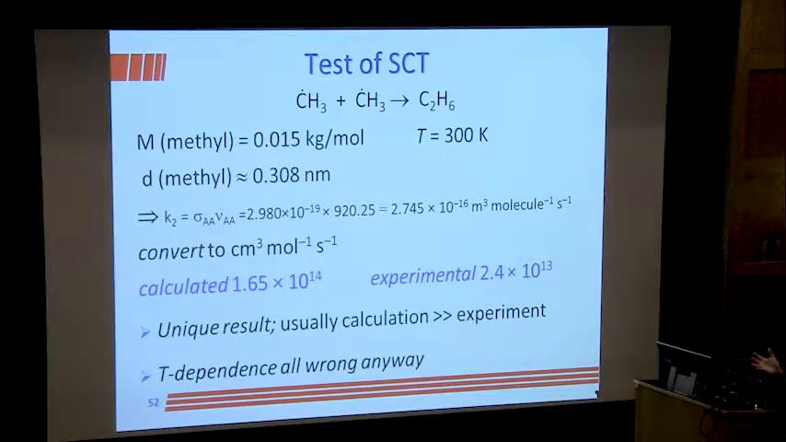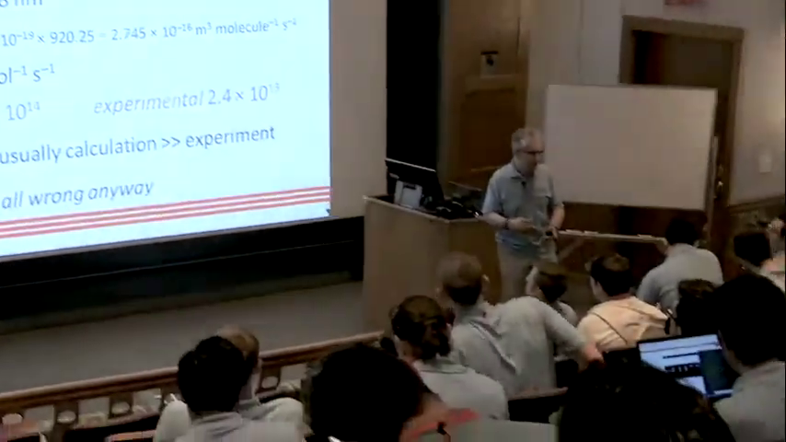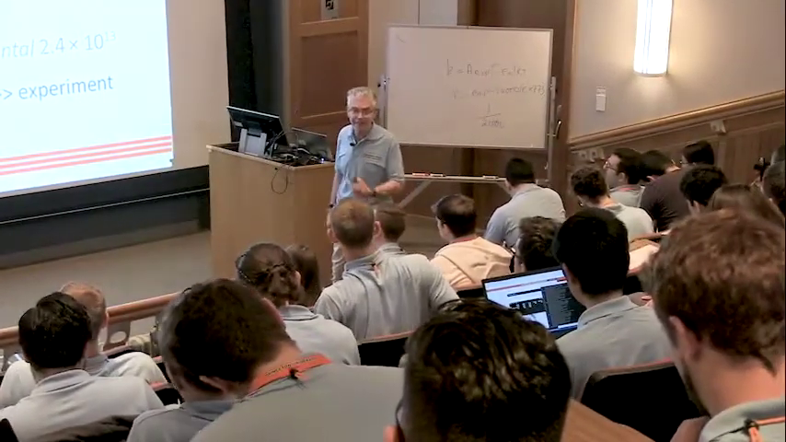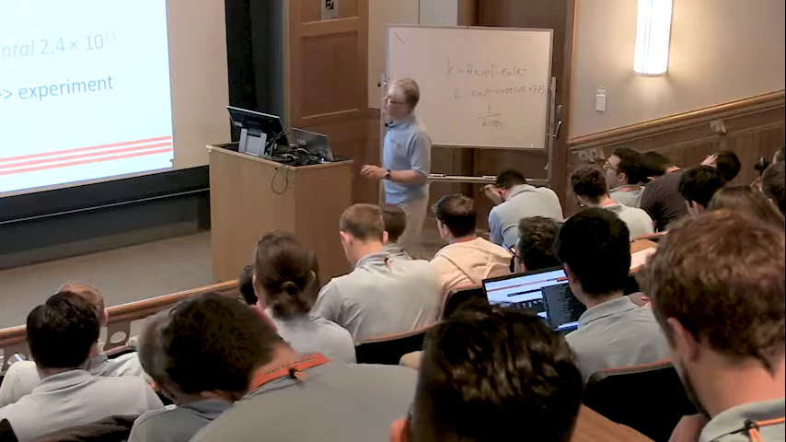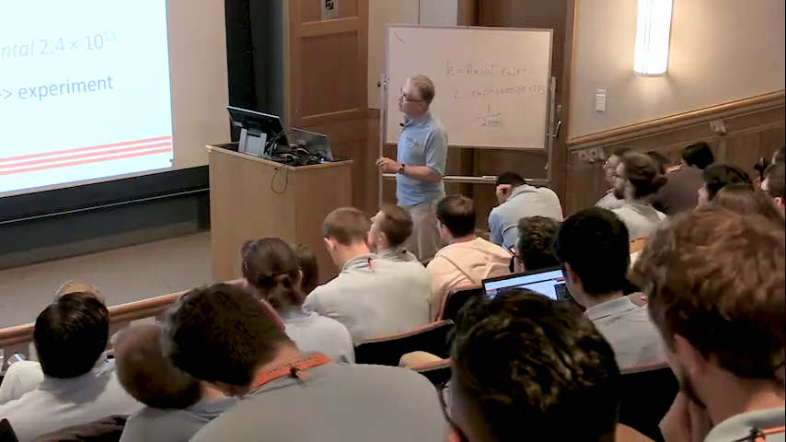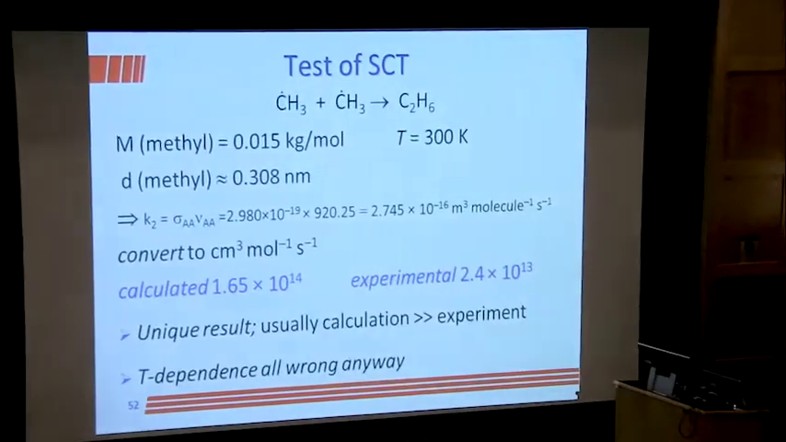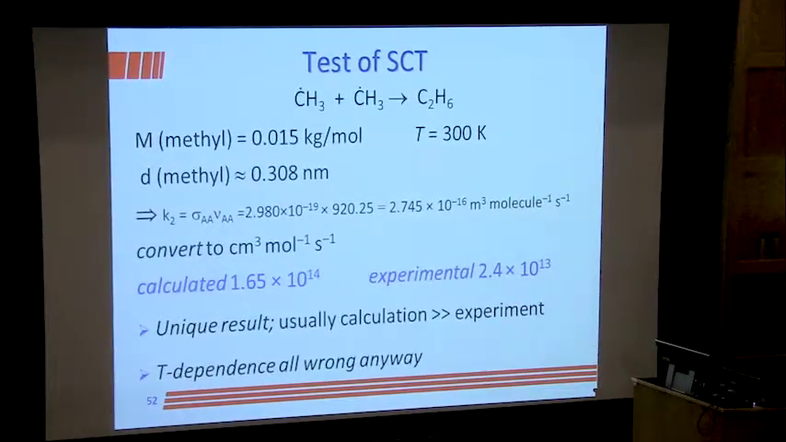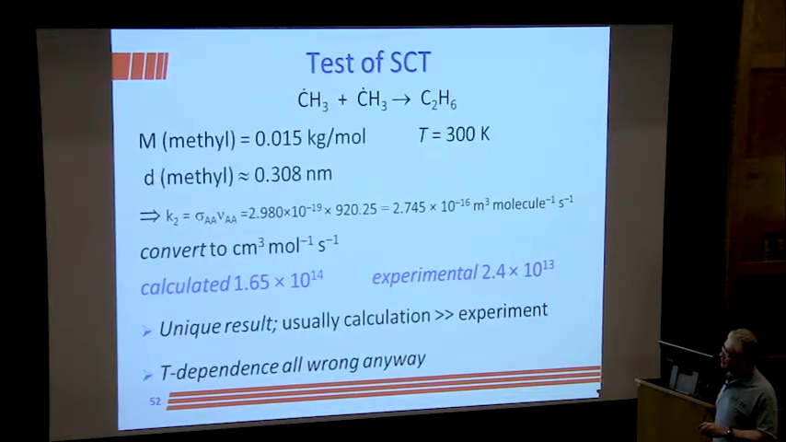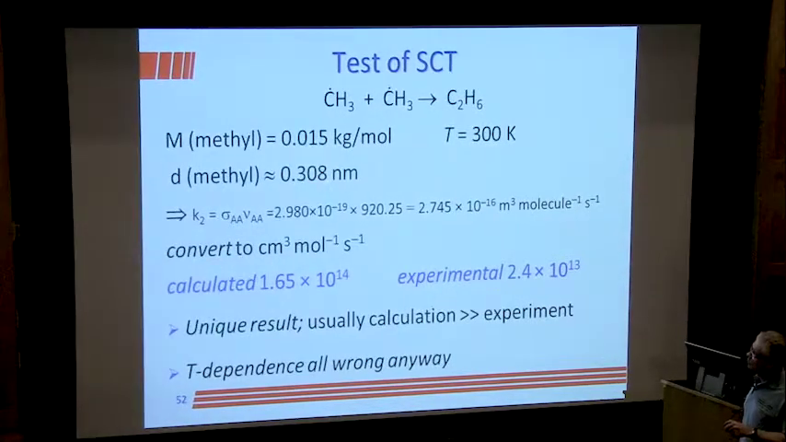Okay, so here's a test of simple collision theory. I do out the numbers here, and I show you, but please do them yourself, right? Take the values, put them into the equation, do the calculation, just to prove to yourself that you can do it, and check the numbers as well, that I haven't messed it up, okay? But here you have methyl plus methyl giving us ethane, okay? And what is the rate of this reaction using simple collision theory? At 300 Kelvin, the relative molecular mass of a methyl radical is 0.015 kilograms per mole, and the collision diameter is 0.308 nanometers.